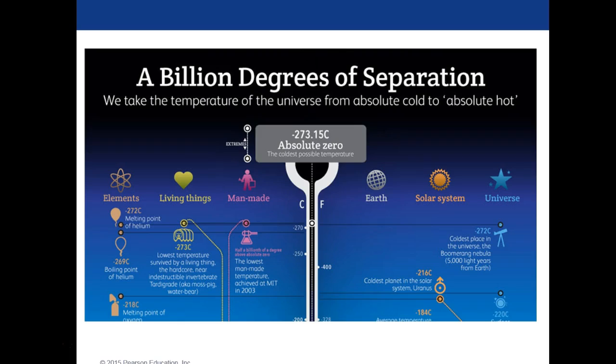Going to the opposite end, we're looking at elements like helium and oxygen, and the boiling point of helium and the melting point of helium. They are extremely warm. So it's interesting to see this huge spectrum of temperatures and how cold it can absolutely get.